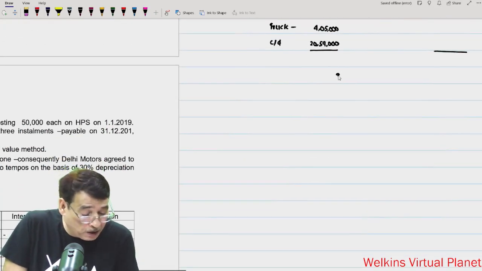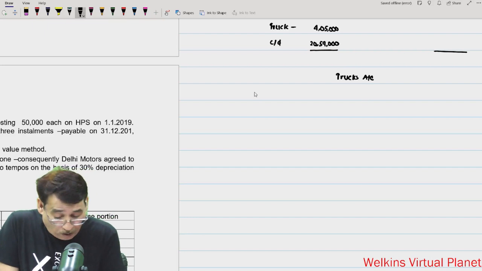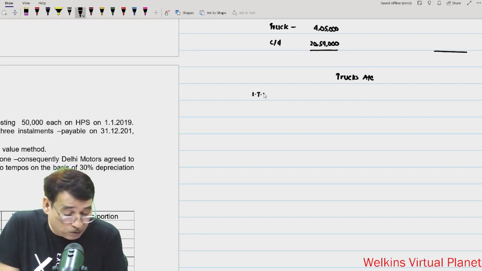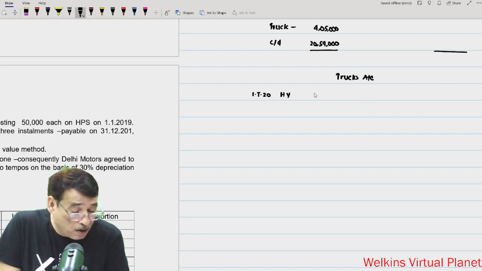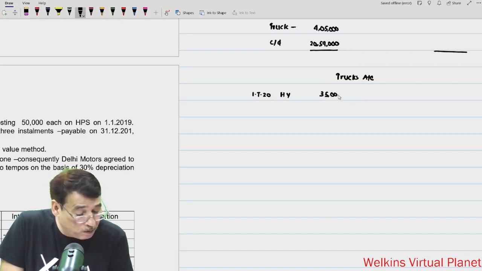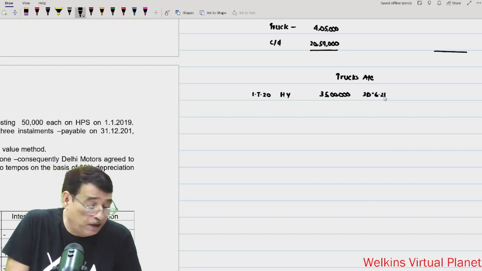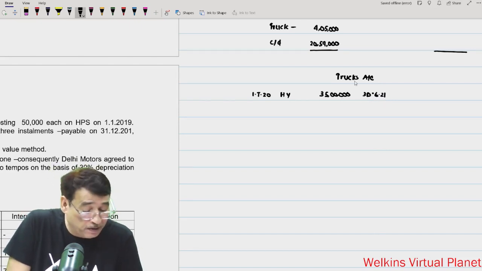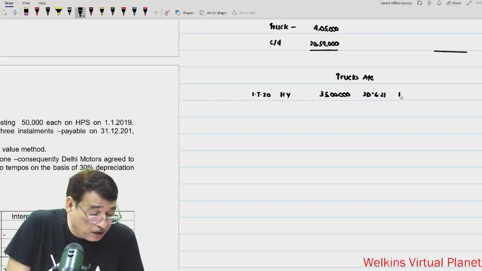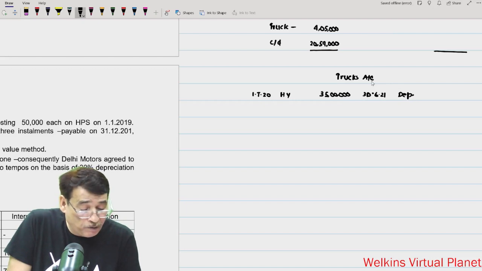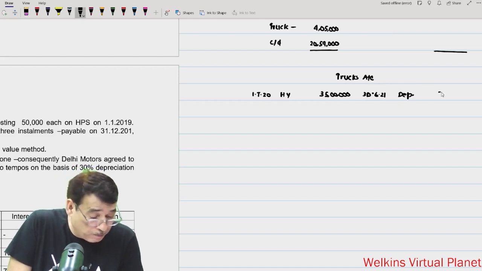Similarly, you can prepare the truck account also. Truck account. On the debit side, first of all, you will write on 1-7-2020 to hire vendor 35 lakh worth of trucks you have purchased. Now you will reach the first year end, 30th of June 2021. As far as possible, depreciation should be provided at the end of the accounting year. So 1 year has gone by now, I am going to write here depreciation. Because our rate of depreciation is 20%, that is equal to 7 lakh.